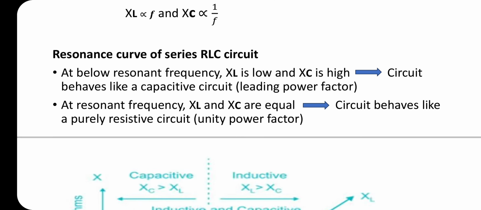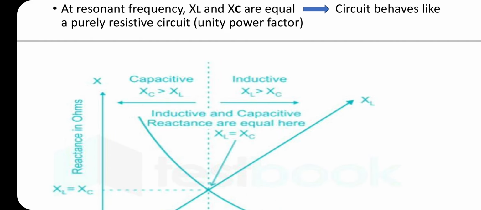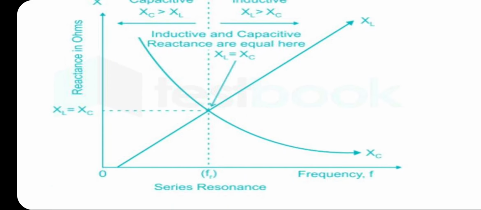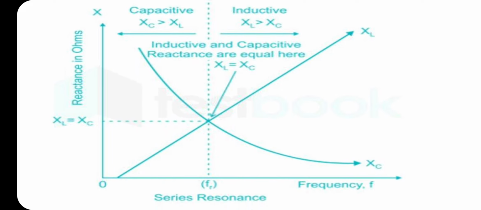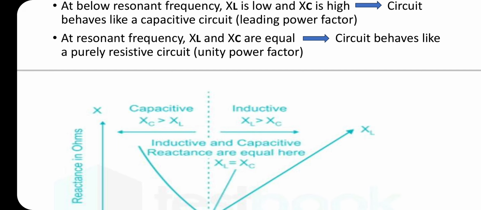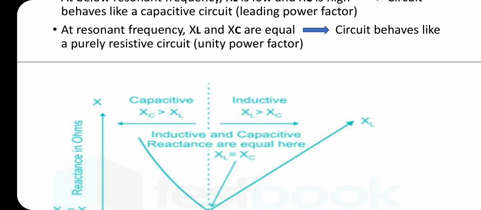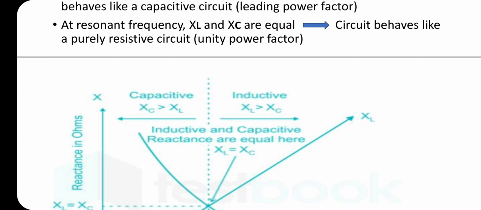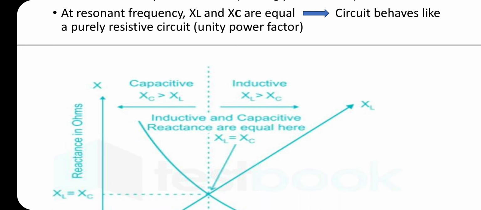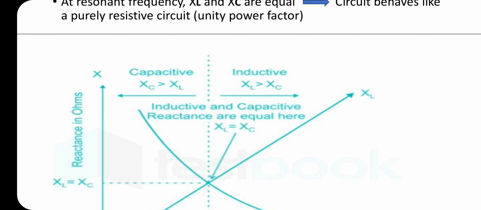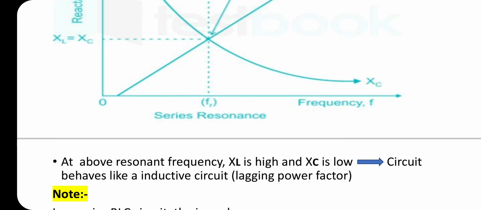Resonance curve of series RLC circuit. This is the figure of the resonant curve of series RLC circuit. From here we can understand that at below resonant frequency, XL is low and XC is high. The circuit behaves like a capacitive circuit, that is leading power factor. At resonant frequency, XL and XC are equal.